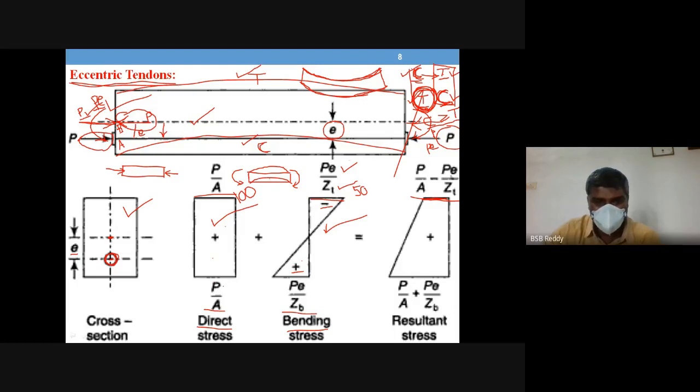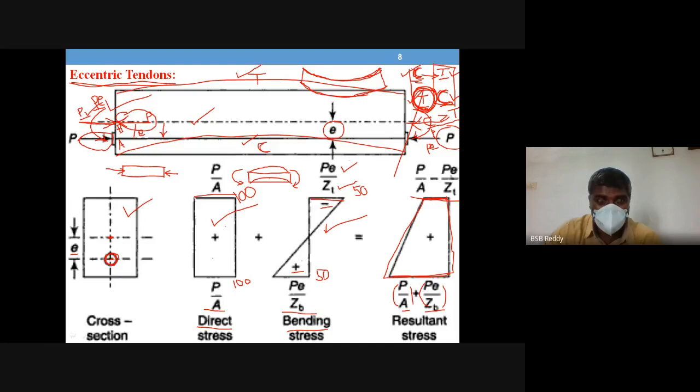And if you see the bottom, it is P by A plus PE by ZB, both are plus. So direct stress plus bending stress, both are compression, so the value is 100 plus 50, total 150. That's why it is a trapezoid, the final stress diagram.